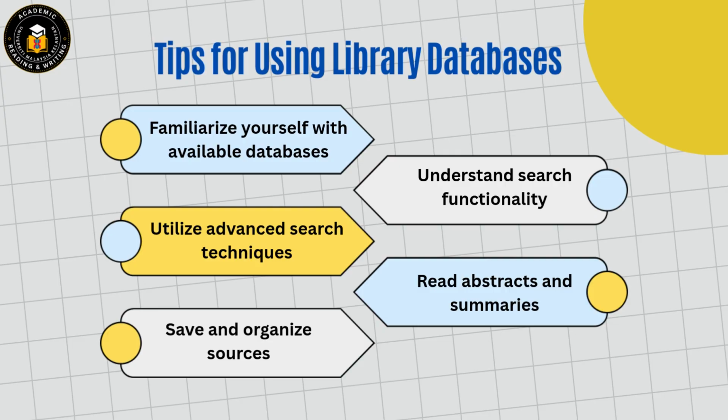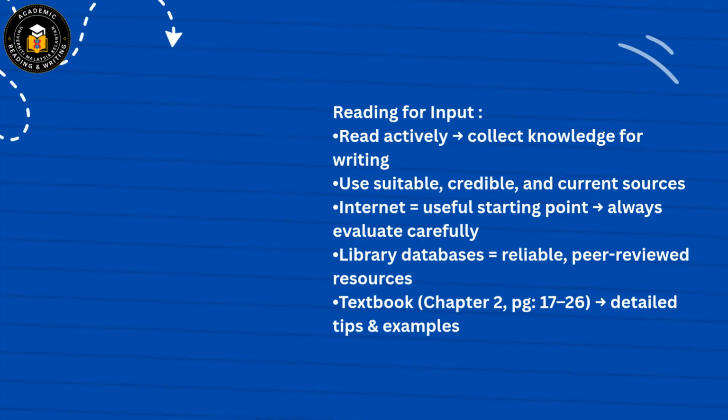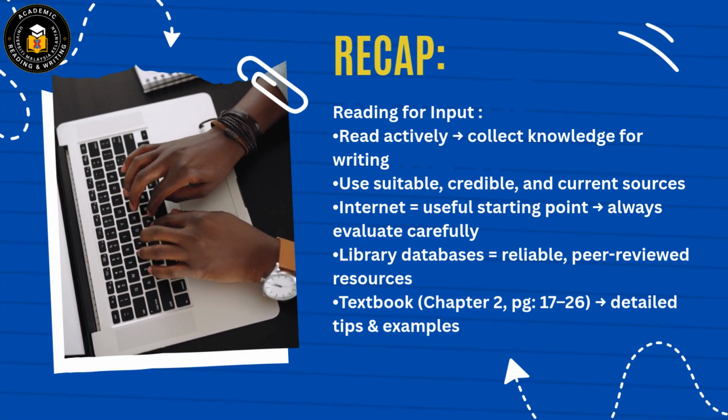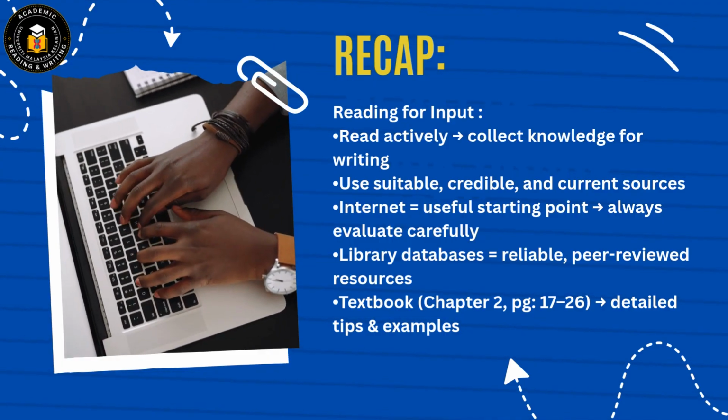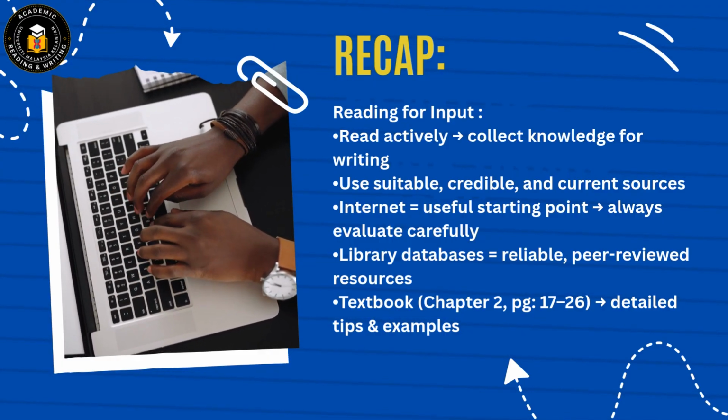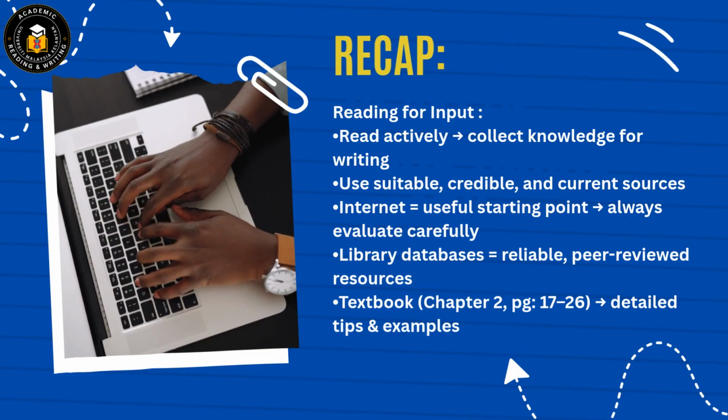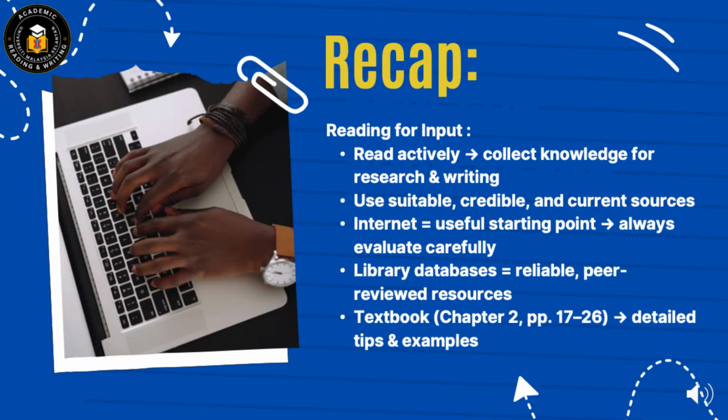Now that we've gone through the key ideas, let's bring everything together with a quick recap. To sum up, reading for input means actively engaging with text so you can use them in your assignments and research. You'll need to find suitable sources, making sure they are reliable and relevant. The internet is a good starting point, but remember to evaluate your sources carefully. Finally, library databases give you access to peer reviewed, high quality resources which strengthen your academic work.